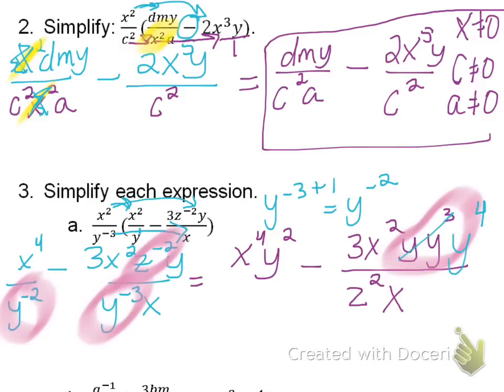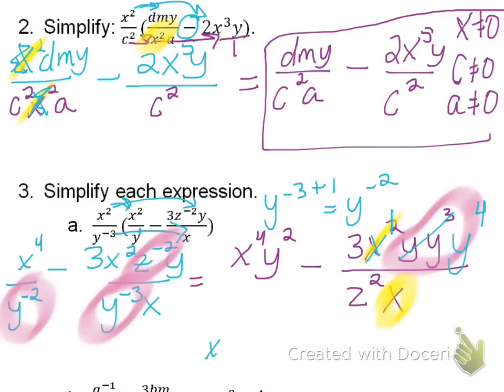Now we need to take a look and see if there's anything that needs to be canceled. So we have x squared here and an x here. So this x will cancel out one of the x's on the top and just make it x to the 1 power, which is just x. So now we need to rewrite this for our answer.